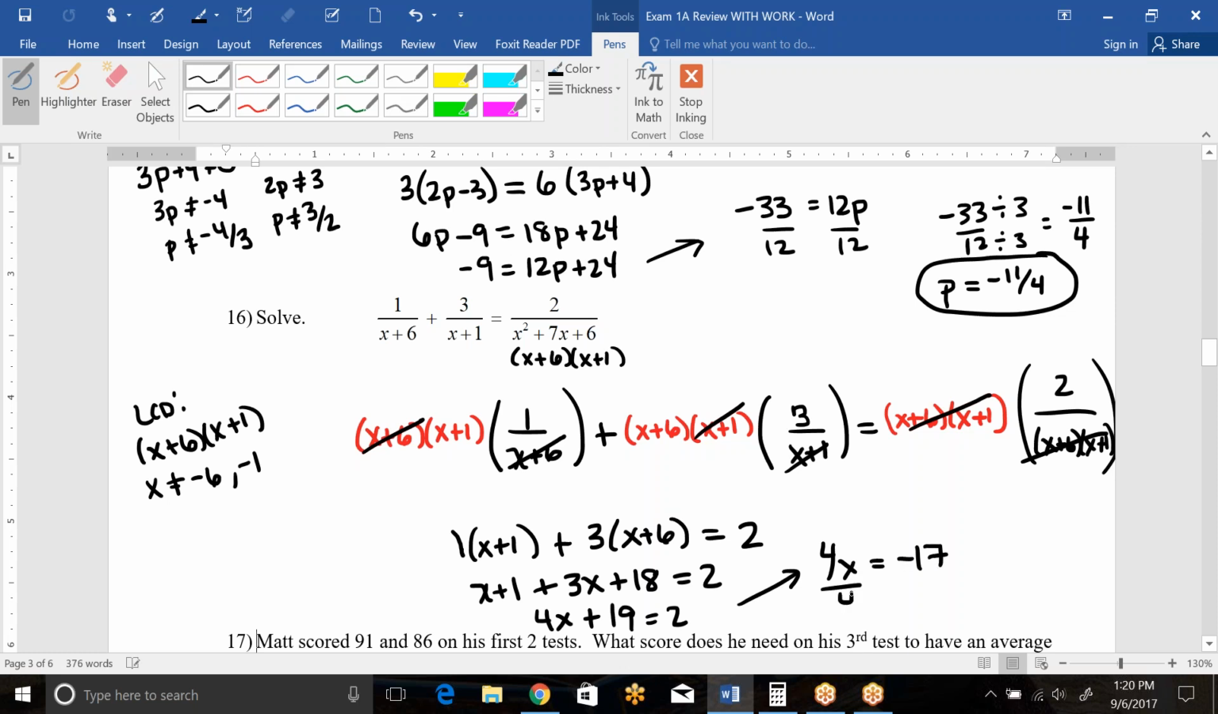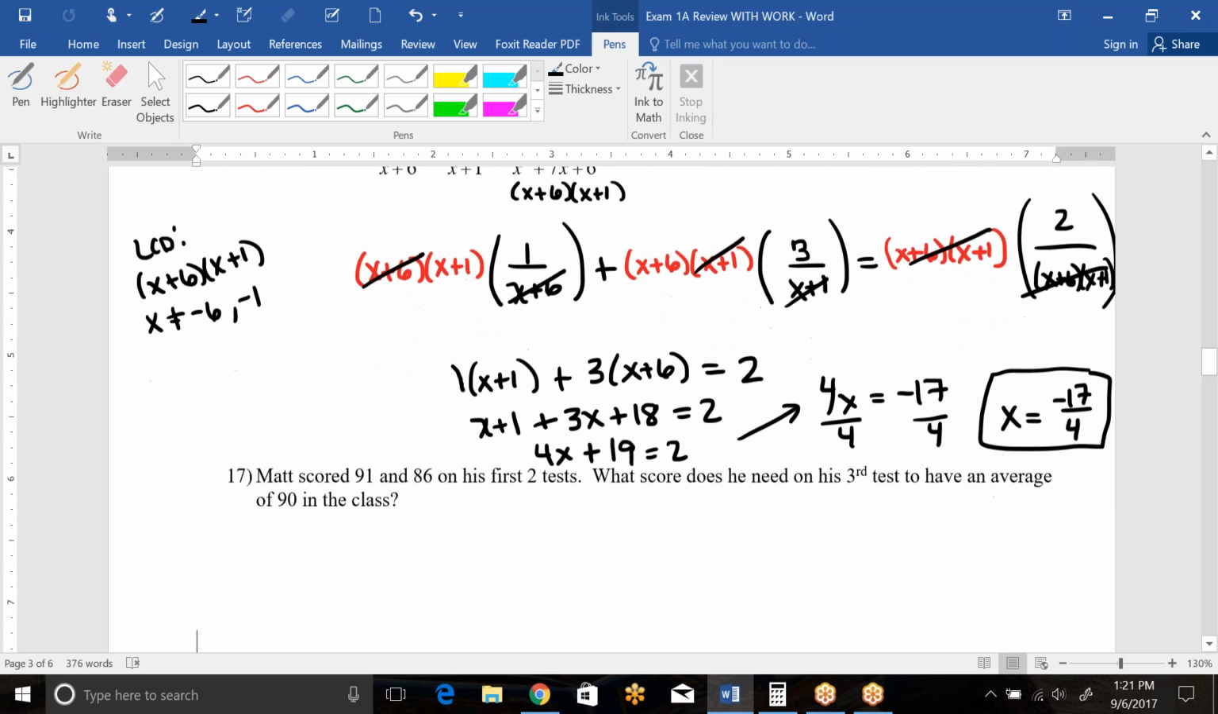And then divide both sides by 4. Negative 17 over 4 is an improper fraction. We leave it improper as long as it doesn't reduce, and it does not. 17 and 4 have no common factors. And it's not negative 6 and it's not negative 1, so the solution is good, as long as we haven't made any kind of arithmetic errors.